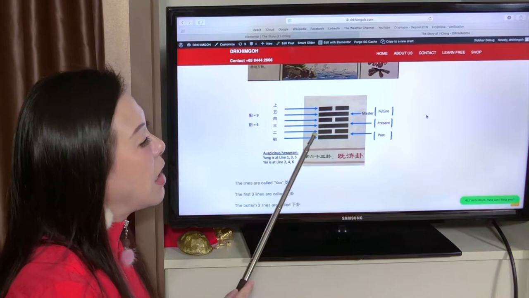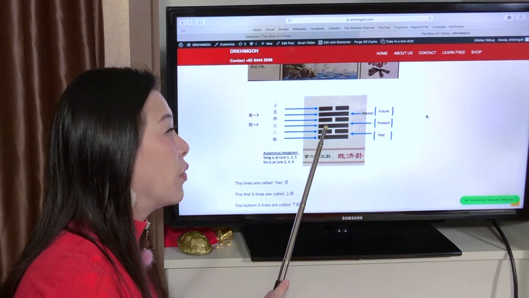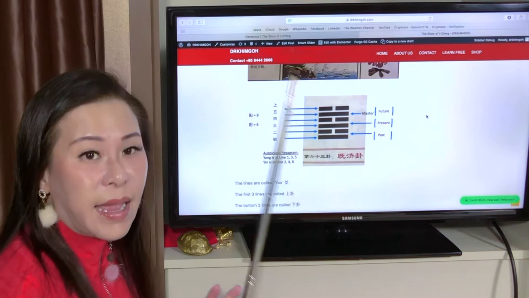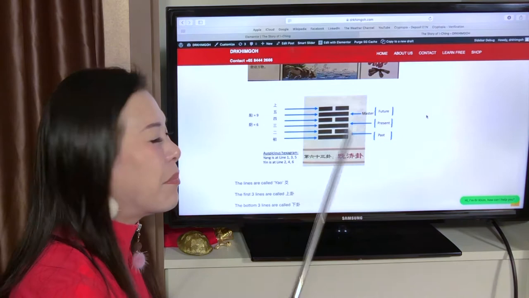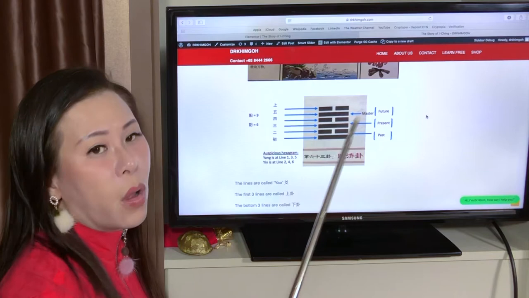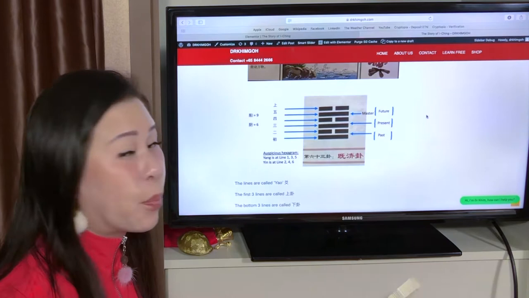You can read it this way because a hexagram is made up of two trigrams. One, two, three, this is one trigram, and one, two, three, this is the second trigram. So some masters will read this as you, then sometimes they will read the other as the opposite person, your opponent, for example.